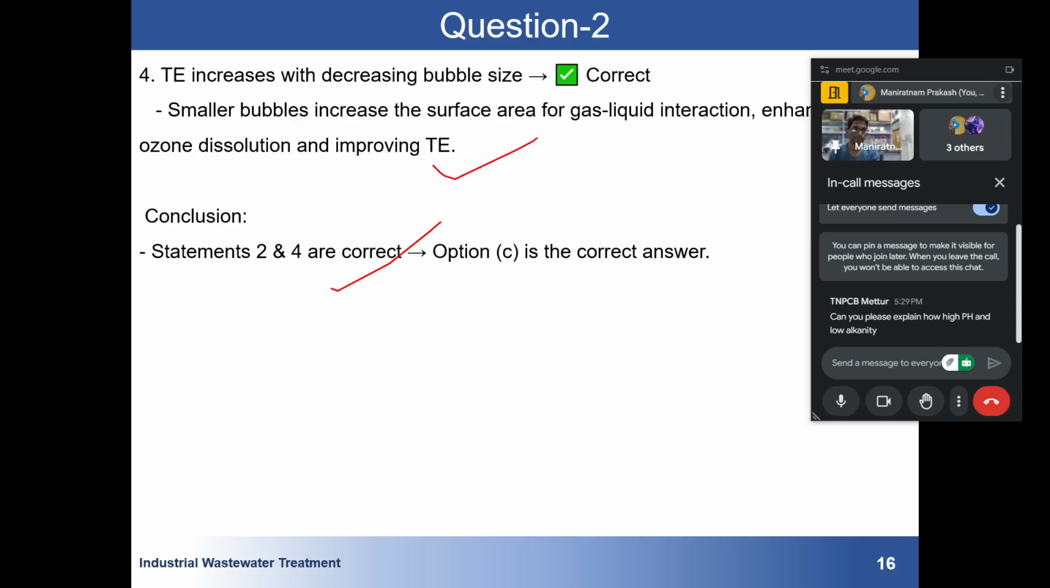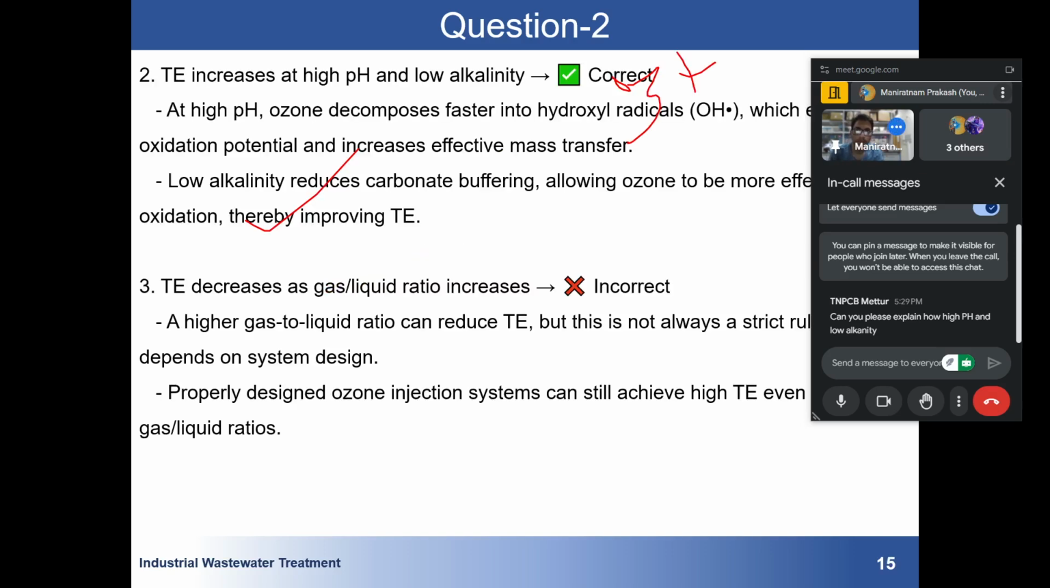How can high pH have low alkalinity? High pH is having low alkalinity? See, these are two different conditions. At higher pH, it's not necessary that there will be low alkalinity. At higher pH, there are chances that alkalinity will be higher, but it is not. You don't have to consider these both conditions occurring simultaneously.